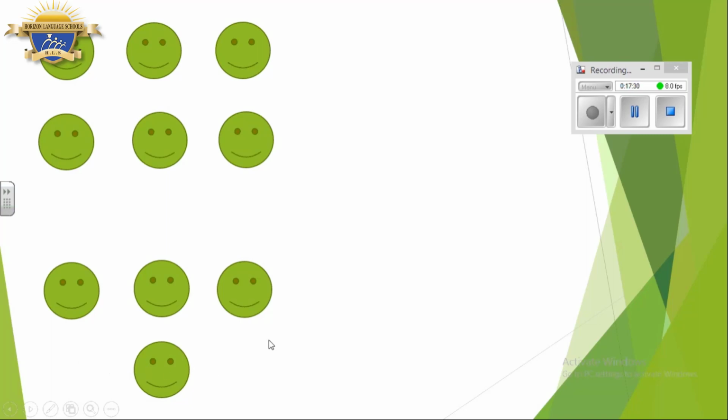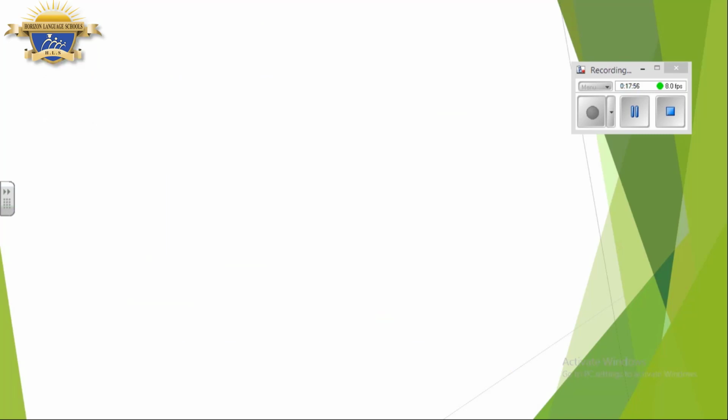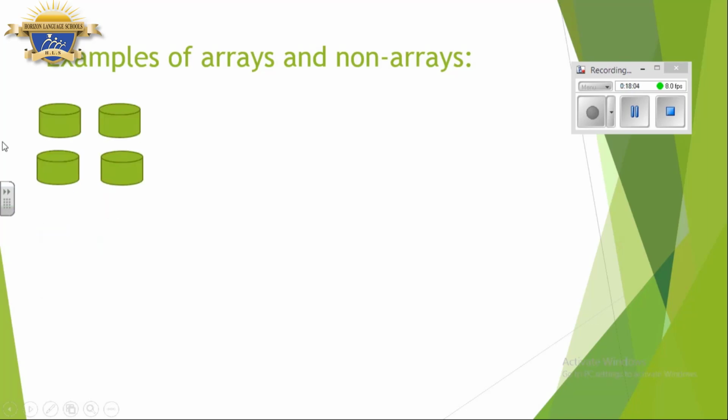So, as we said, the array is a set of shapes arranged in order in rows and columns with no gap. So now I can say that the first picture is an array, but the second picture is a non-array. Okay, examples of arrays and non-arrays.